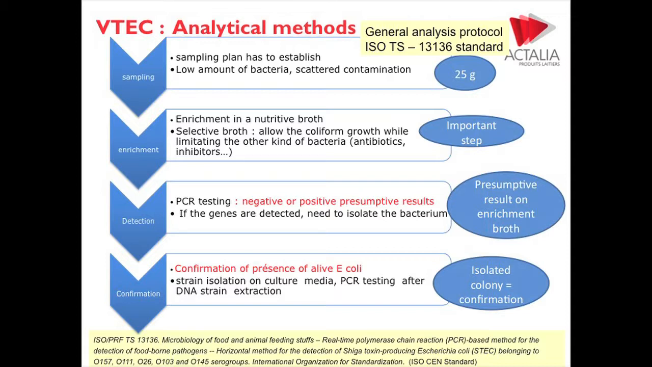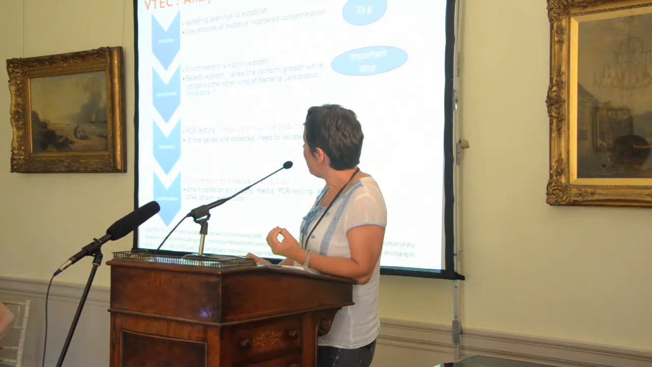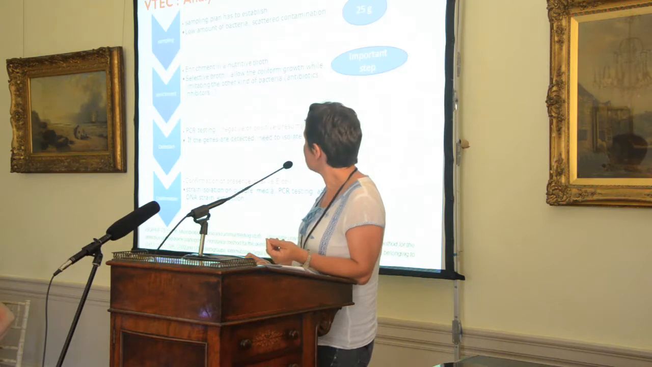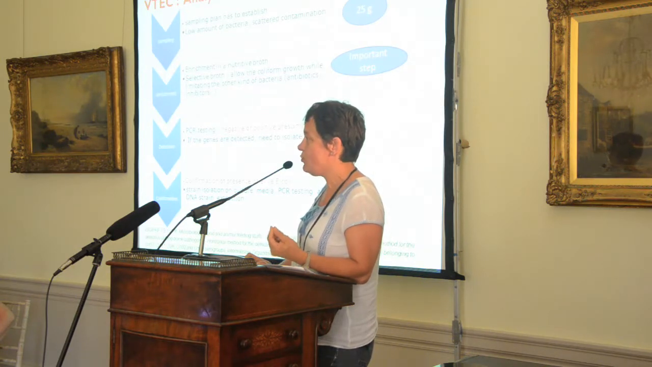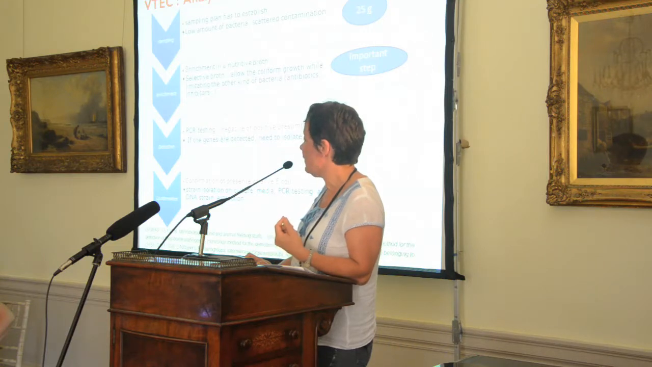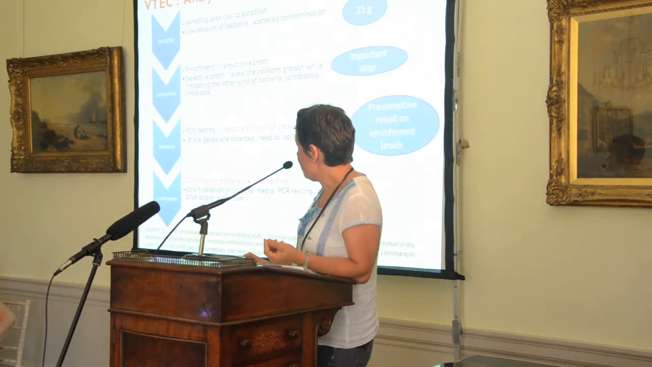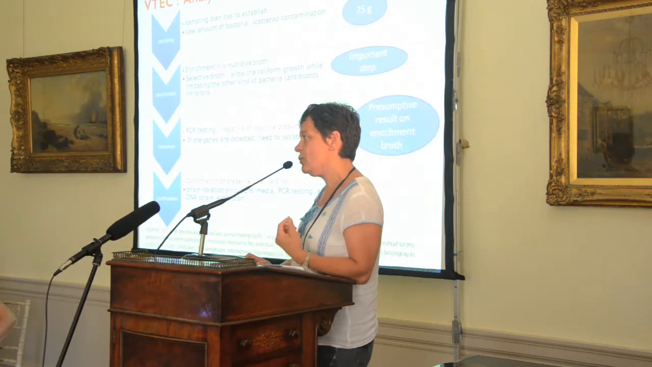Then the second step is to proceed to the enrichment, which is, let's say, the tricky step, because we use selective broth and different antibiotics, just to be able to have more coliform growing than other bacteria. Then we move toward the detection step, where you've got your enrichment broth, you're extracting the DNA, and you're looking for the genes that are indicative of the different serotypes we speak about.